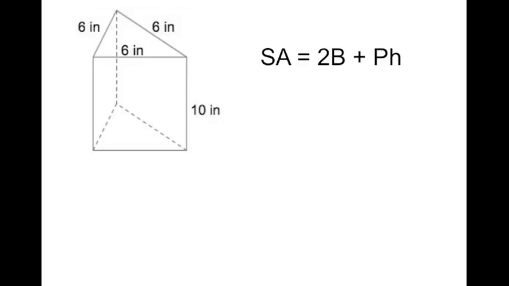Not always will the shape be lying on the base. So you have to be careful when you're looking at your figure that the shape is not laying on its side. Again, look at the name of the prism. That will tell you what the base is. So for our example, our base is the triangle.